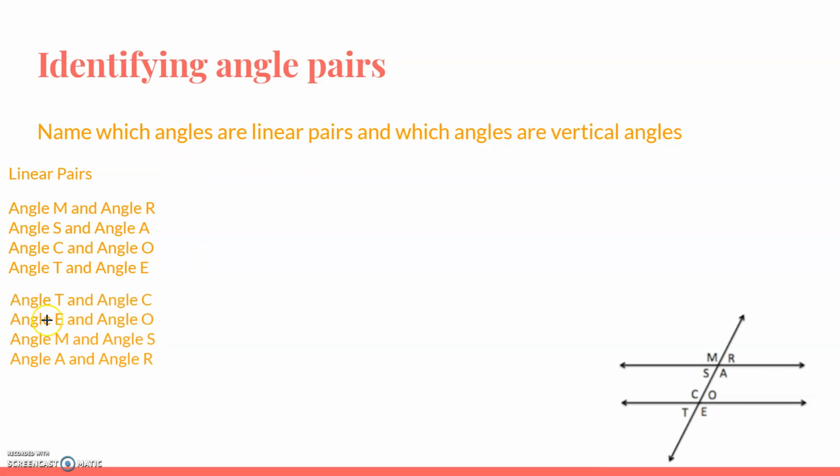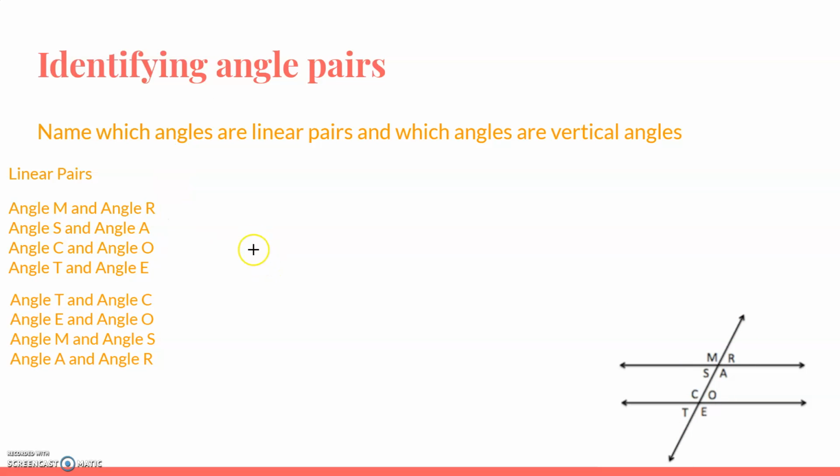But there are more. More linear pairs are angle T and angle C. This ray and this ray are opposite. That's the same thing for angle E and O. Angle M and S are a linear pair because this ray and this ray are opposite, and angle A and R are linear pairs because this ray and this ray are opposite as well.